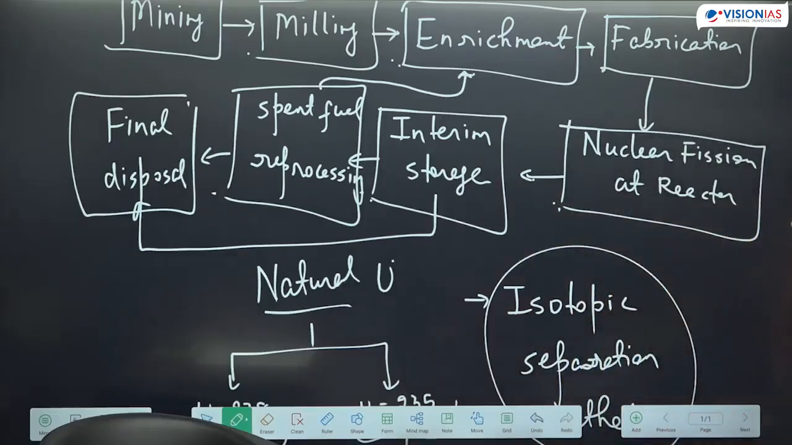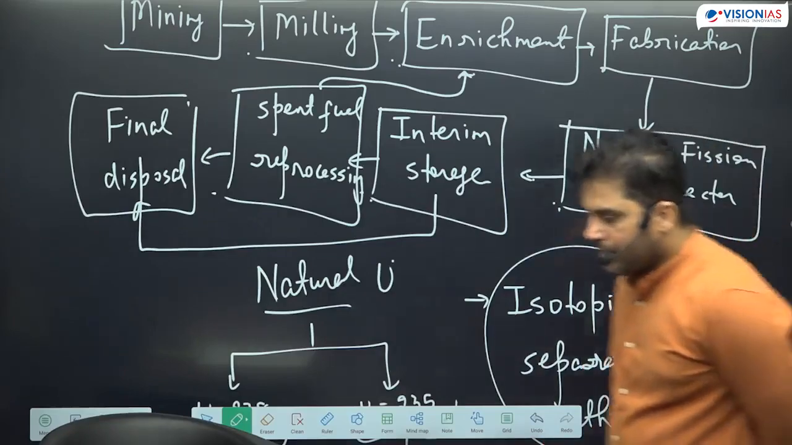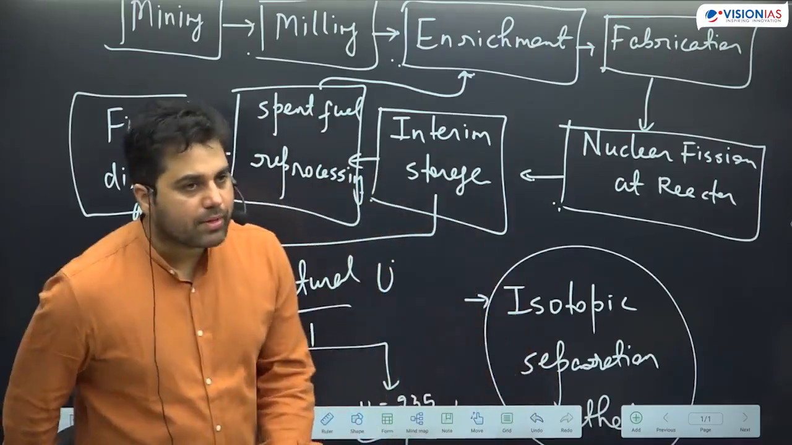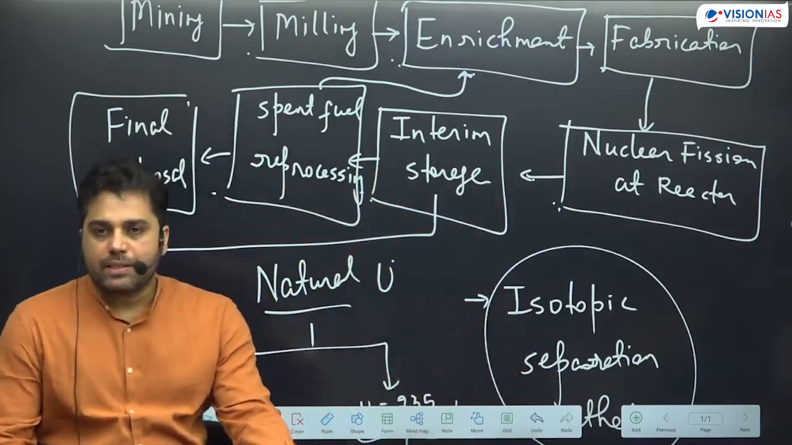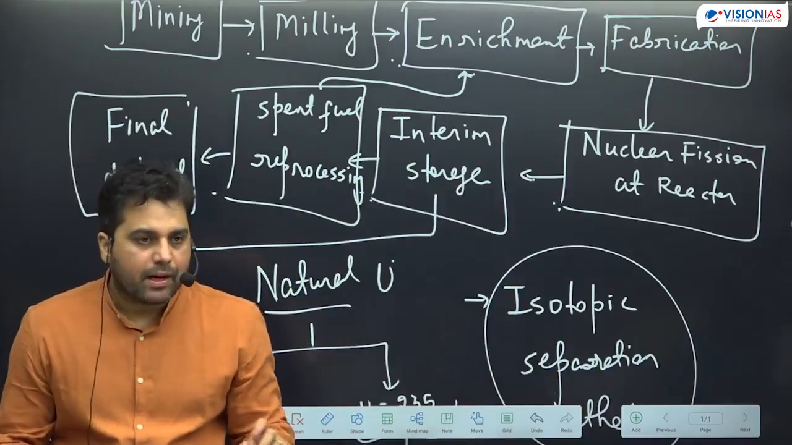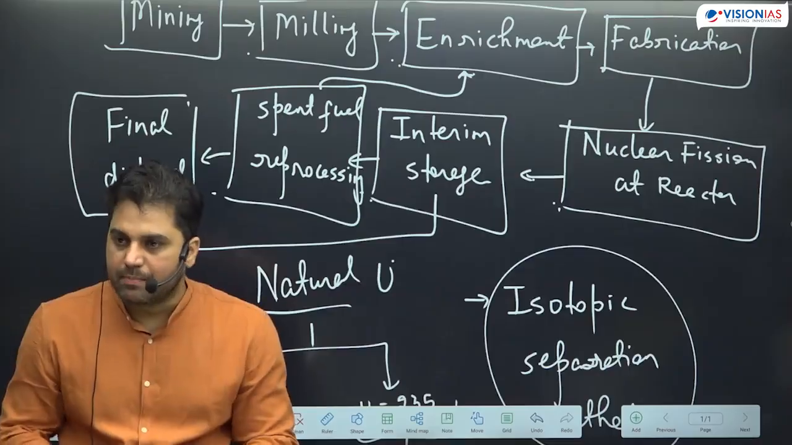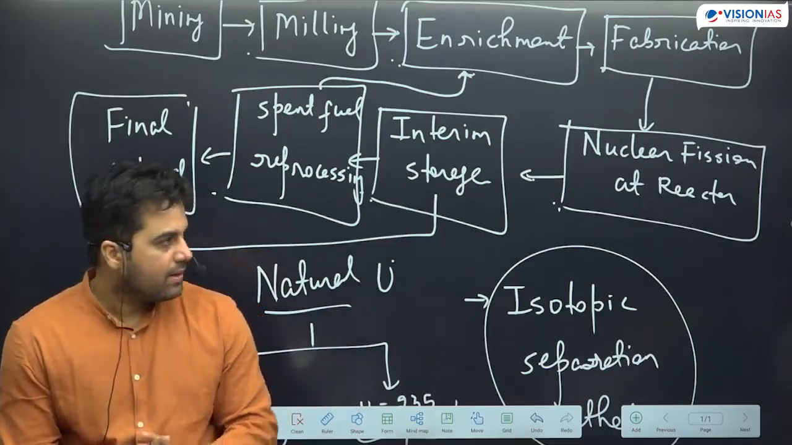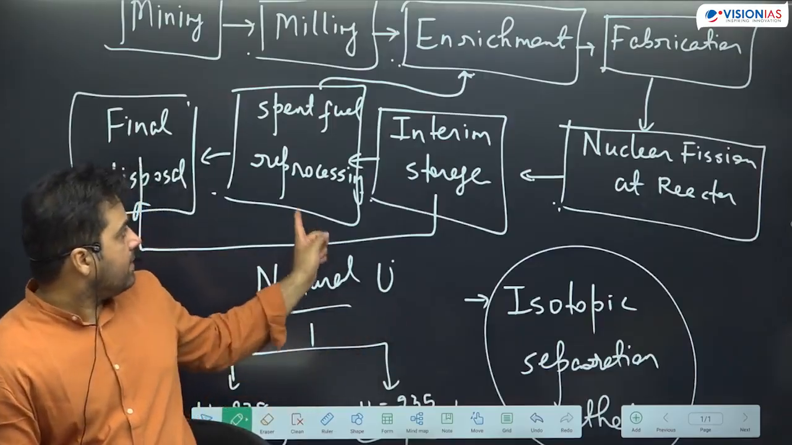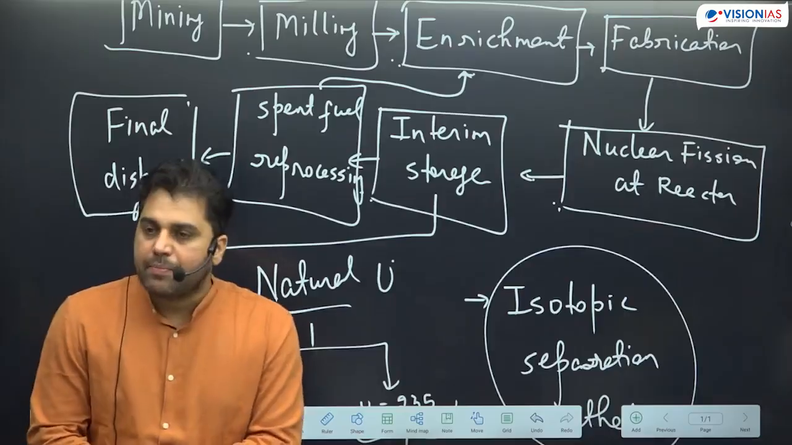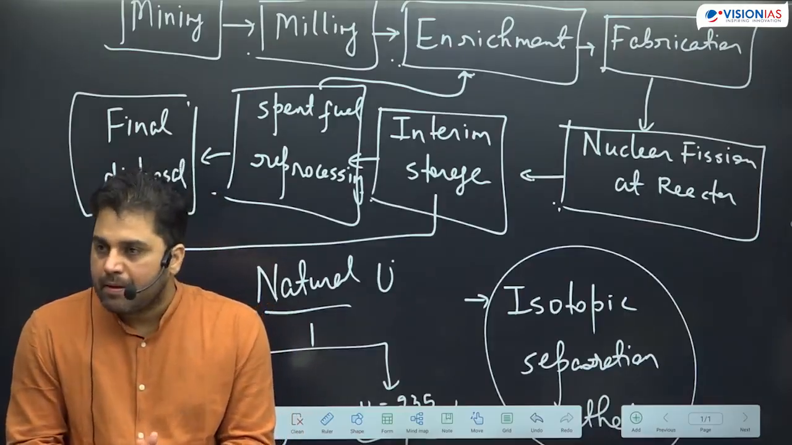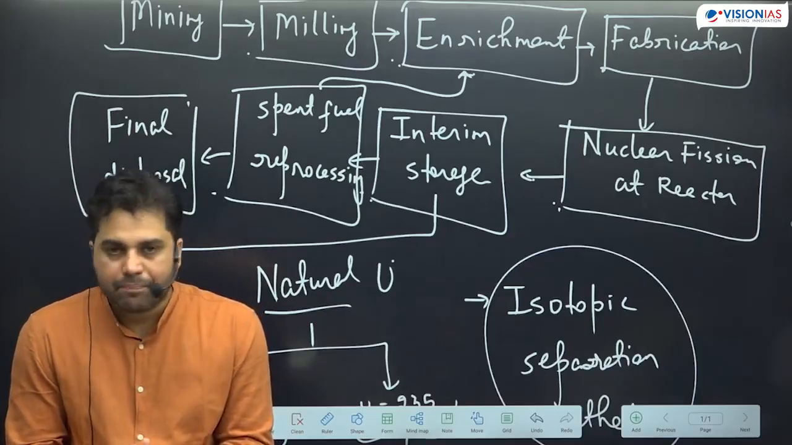Here are two most important things in this entire fuel cycle. I want you to know about or appreciate the two most important parts of the fuel cycle. The first is the enrichment part, and the second is the spent fuel reprocessing part. Enrichment is one of the most essential parts of the fuel cycle, and particularly for India, spent fuel reprocessing is another very important part, that we try to recover useful things from nuclear waste.